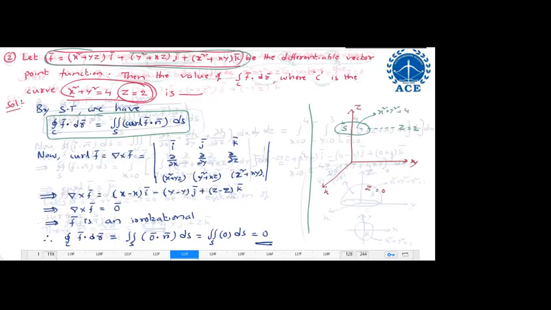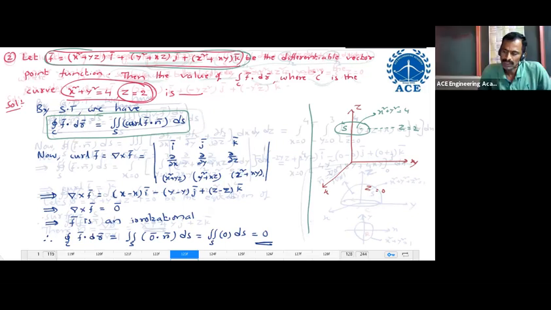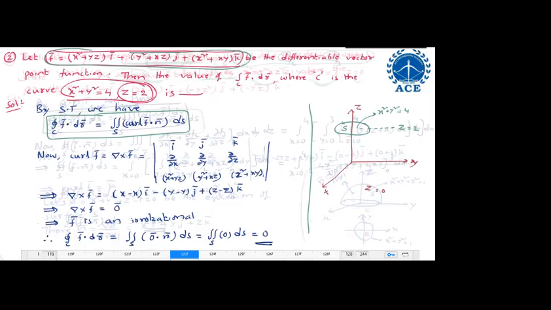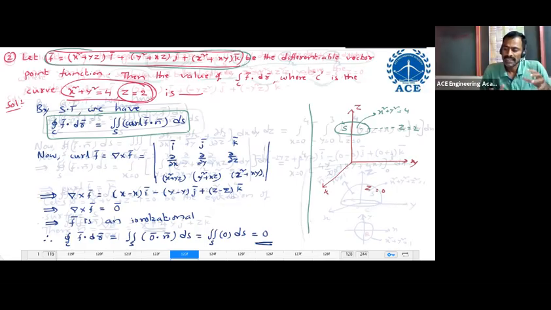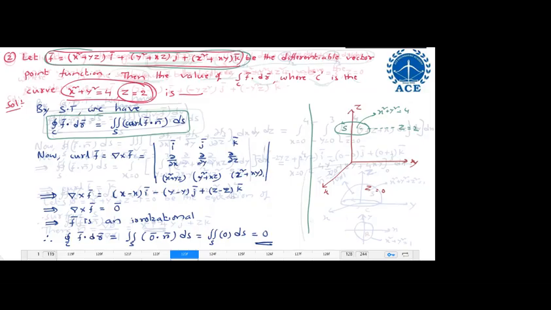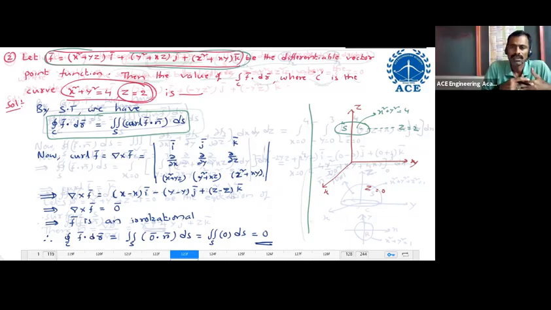Sir, I'm just asking, the surface is x square plus y square is equal to 4. It's a 2D surface, no? No, no. Actually, it is on the z equal to 2 plane. Here, the object is the intersection of x square plus y square equal to 4 and z equal to 2. If it was z equal to 0, then we would have applied Green's theorem, because that will be directly on the xy plane.